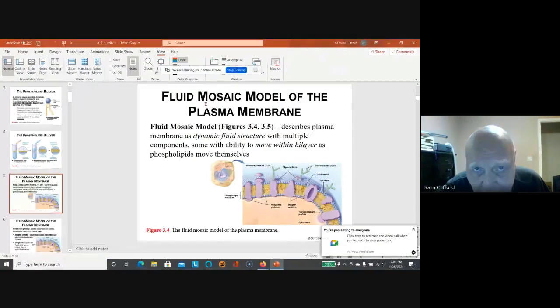Okay, so this membrane has cholesterol in it. It has proteins, and it's made up of the phospholipids with the polar heads facing the outside of the cell in the extracellular fluid and the inside of the cell in the cytoplasm. Make sure you know what a glycoprotein is, a glycolipid.